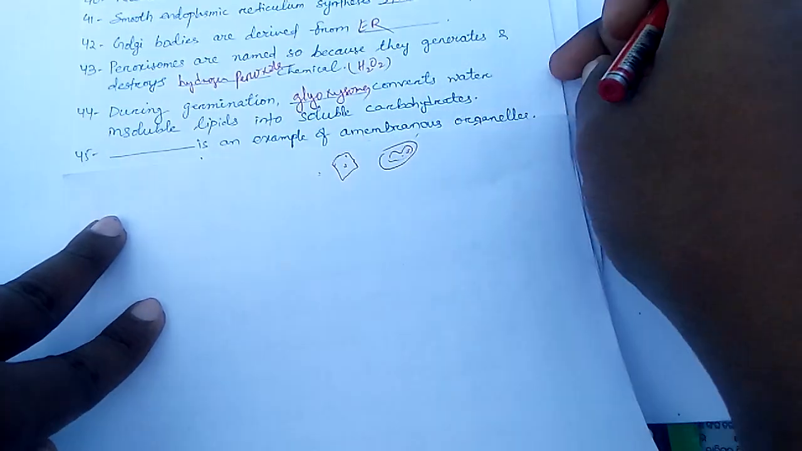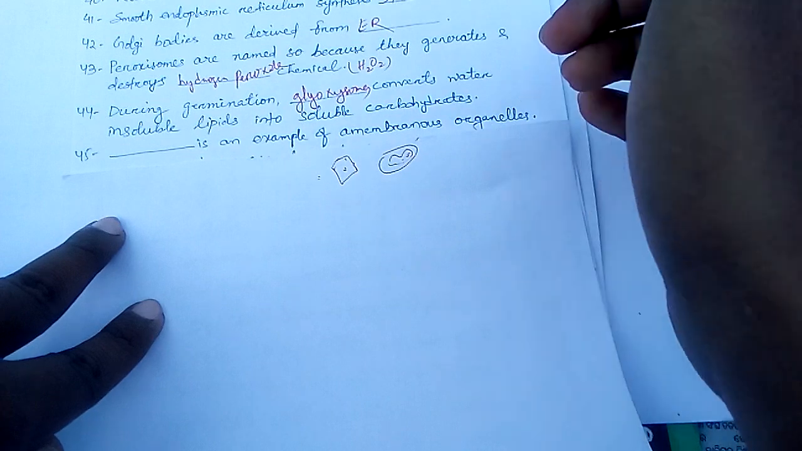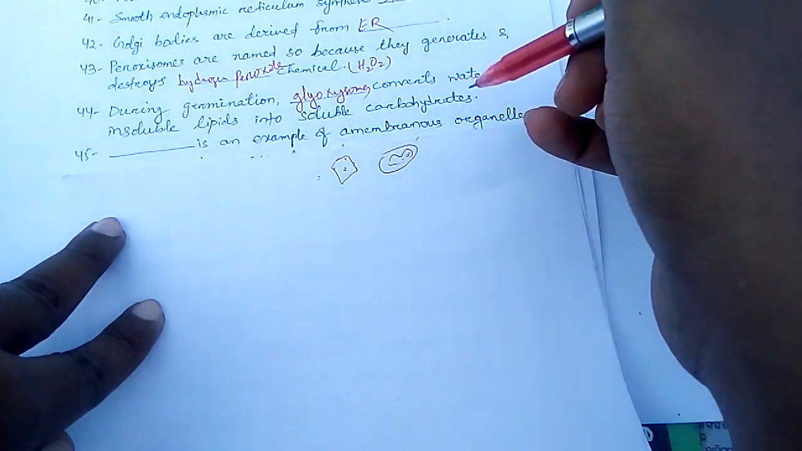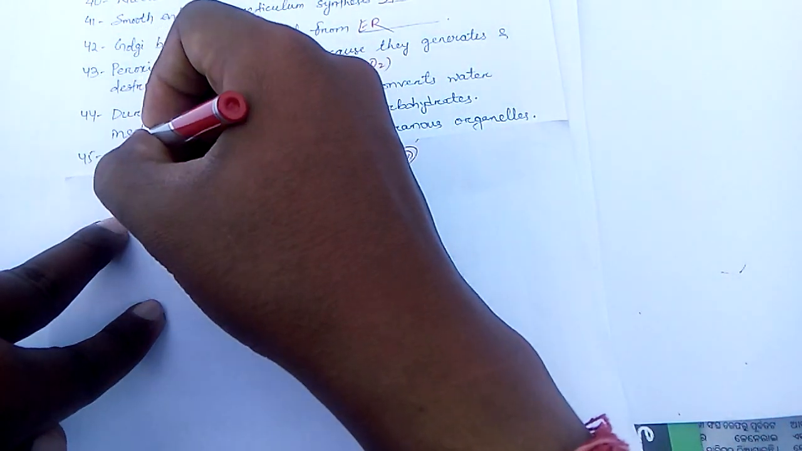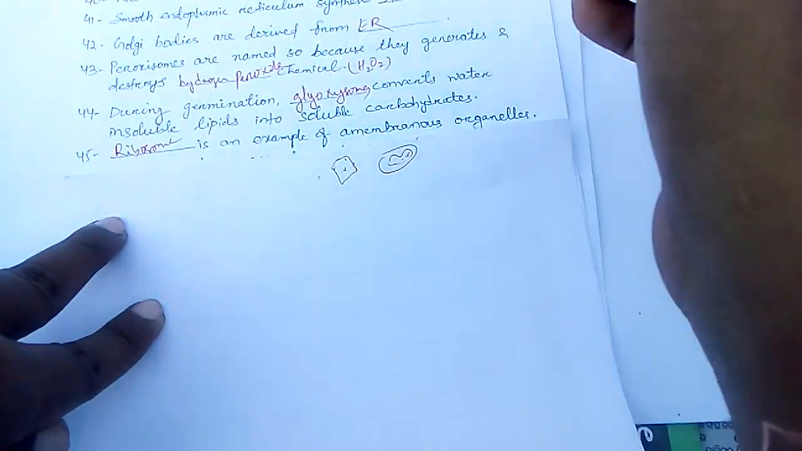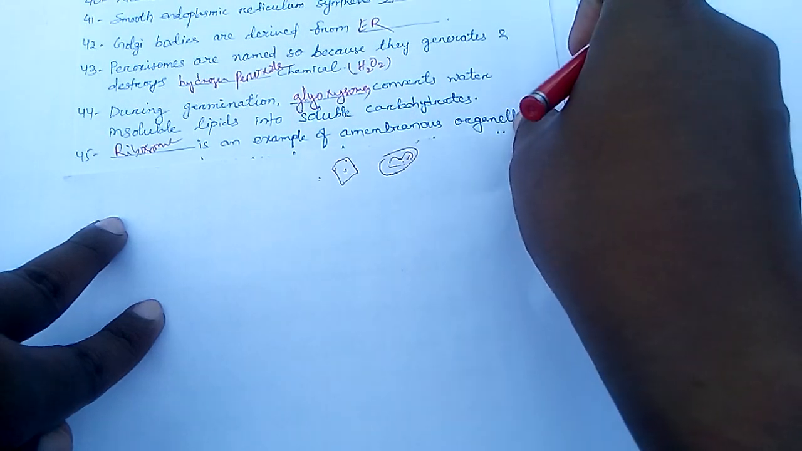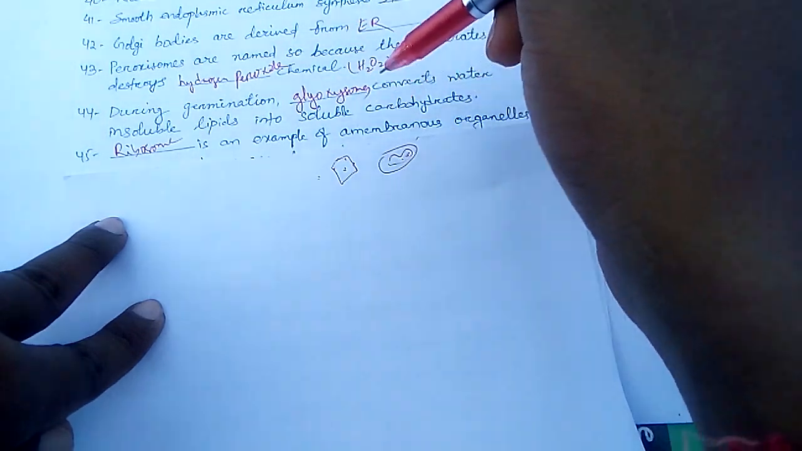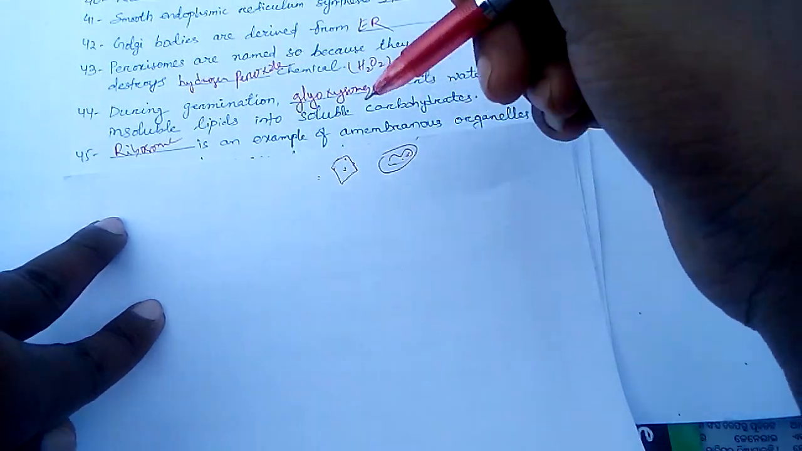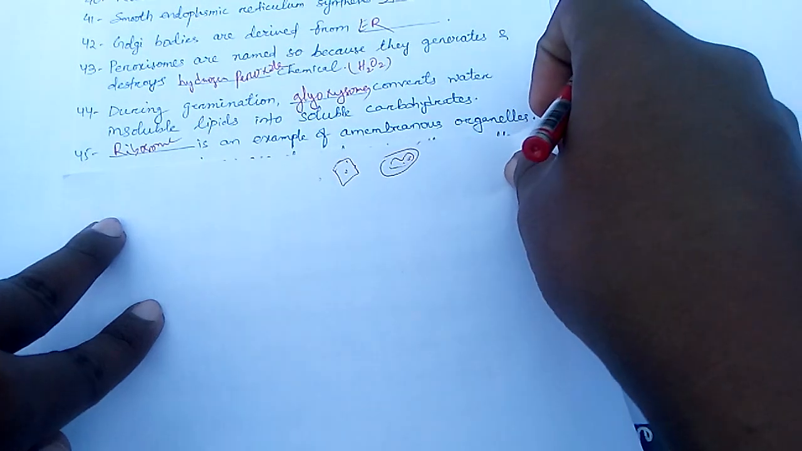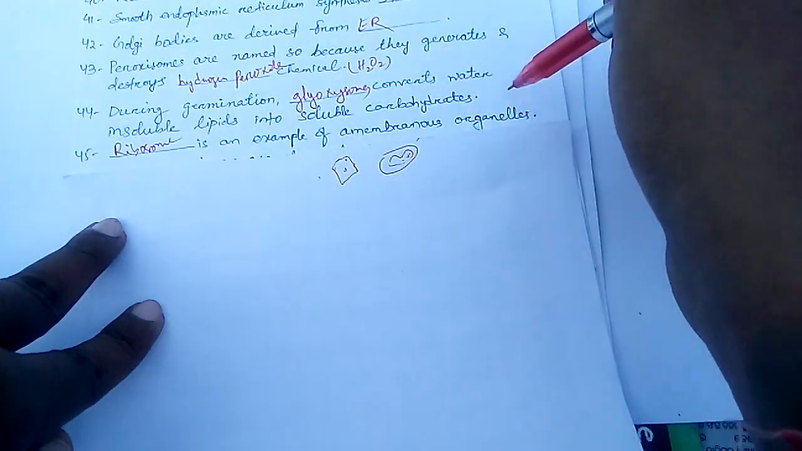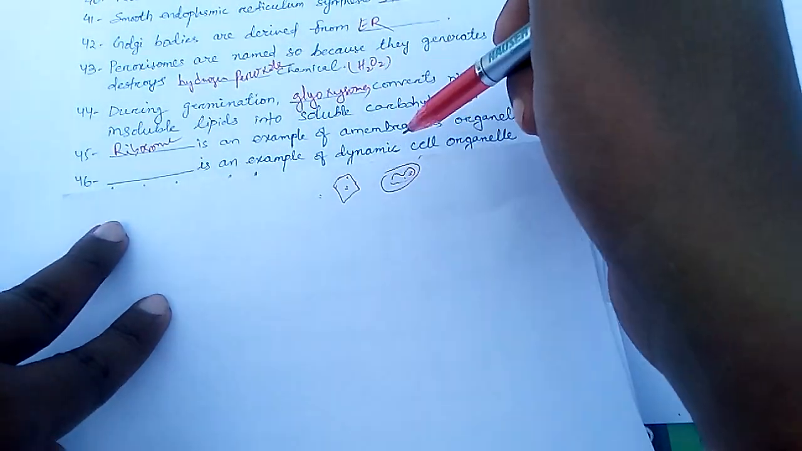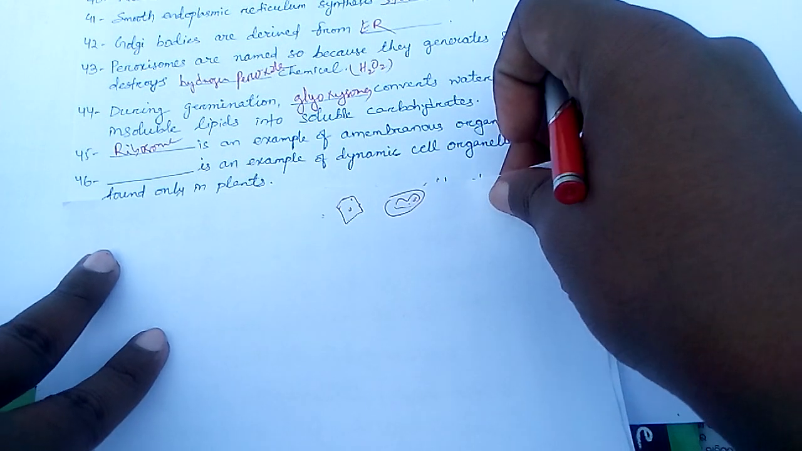Then question number 45. Dash is an example of an amembranous cell organelle. As discussed earlier, the amembranous cell organelle is ribosome. Ribosome is a cell organelle which is not bounded by any membrane. That's why ribosome is called an amembranous cell organelle. Then trilamellar or triple membrane structure is chloroplast, double membrane structure is mitochondria, etc. So which cell organelle does not have any membrane? Ribosome.